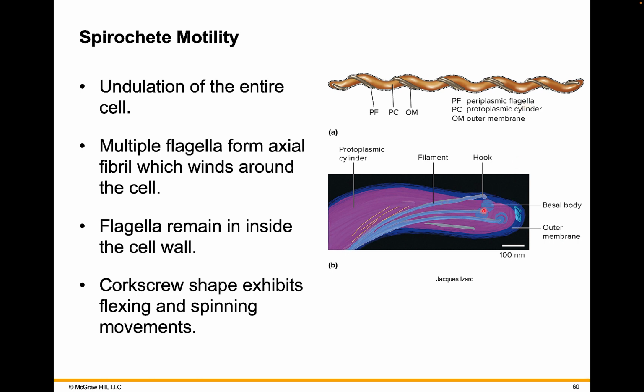So see that the hook and the basal body is associated with the membrane, and the filament runs inside, wraps around the bacterial cell, in the periplasmic space. So the flagella remains inside the cell wall, and the rotation of this corkscrew shape exhibits the flexing and the spinning movement, and that is essentially the spirochete motility.